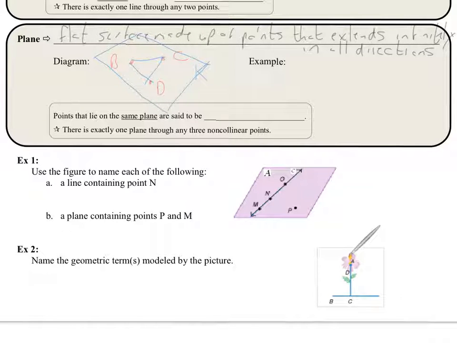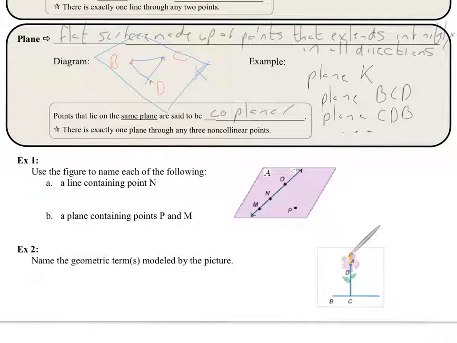One important note is that points will always be capital letters, lines will be lowercase letters, and planes will be written as capital letters. Now, to write the name of a plane, we can call it plane K, or we can write it as plane BCD, plane CDB, or any combination of those 3 points. When we have points that all lie on the same plane, they are said to be coplanar.